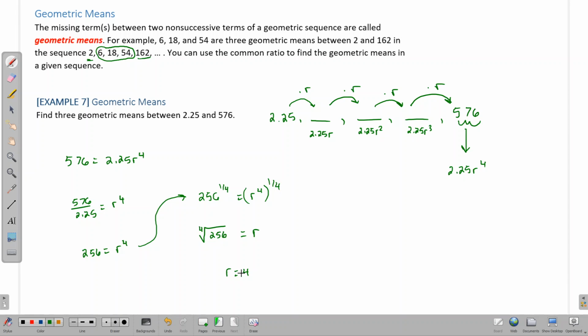And so this gives us enough to go back and fill in those missing numbers. So we need to take 2.25, multiply it by 4. That comes out to 9. To get the next one, we just multiply the 9 by 4, which is obviously 36. Multiply by 4 again, and we get 144. So these are the 3 geometric means that they were asking for: 9, 36, and 144.